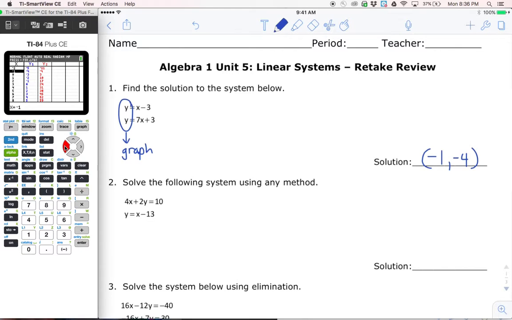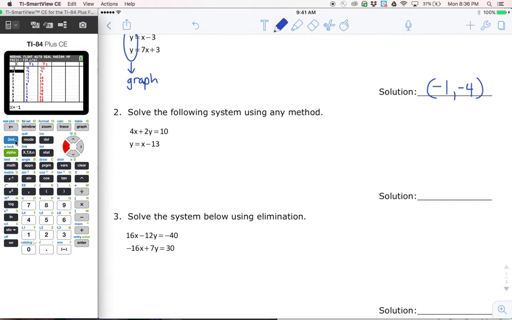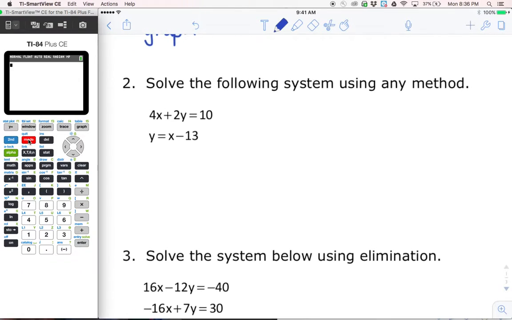Problem 2. Solve the following system using any method. Remember, graphing, substitution, or elimination. This problem, I think, is best set up using substitution because I've got a y equals and then not a y equals. We've got them kind of mixed up here. So really pay attention to how I'm going to set this up. I'm going to take this 4x plus 2y equals 10, and I'm going to take my equation that says y equals, and I'm going to plug it in. y is equal to x minus 13.